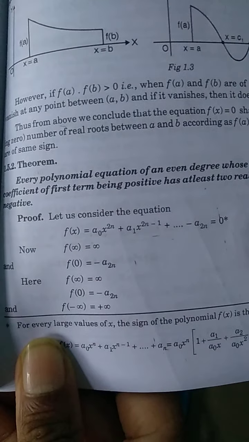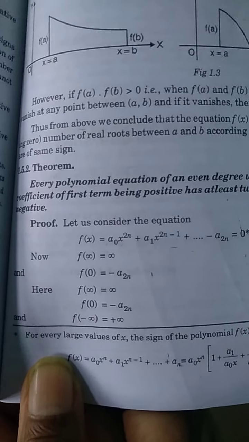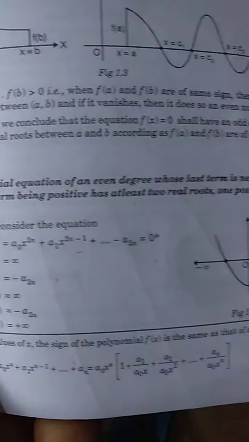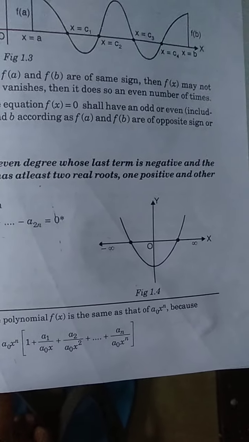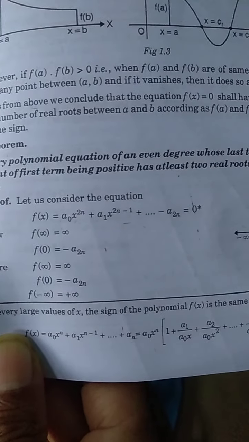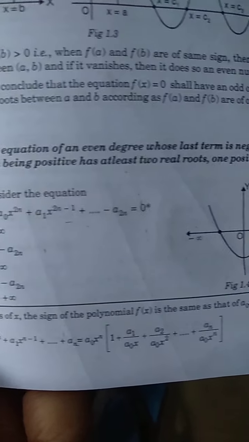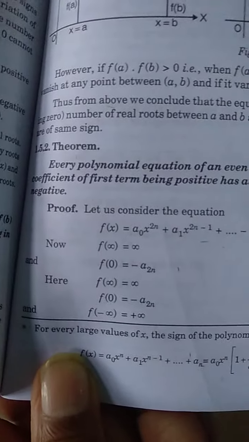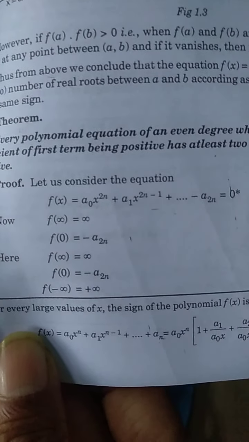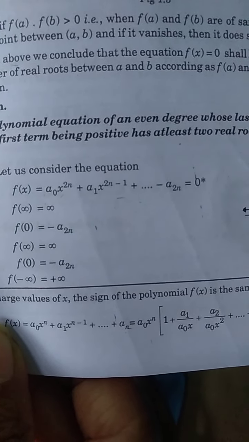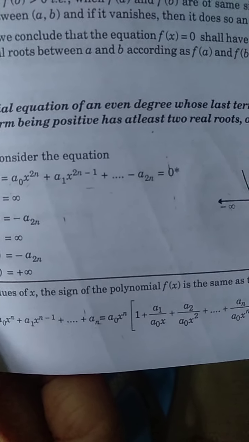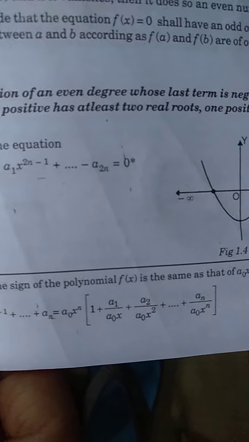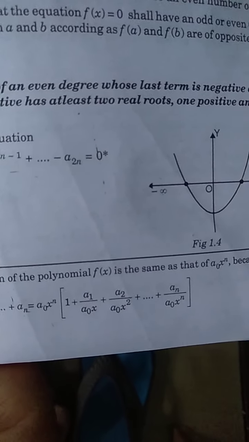Now we will go ahead. Theorem: every polynomial equation of an even degree whose last term is negative and the coefficient of the first term is positive has at least two real roots, one positive and the other negative. Proof: let us consider the equation f(x) = a0 x^(2n) + a1 x^(2n-1) + and so on - a2n = 0.